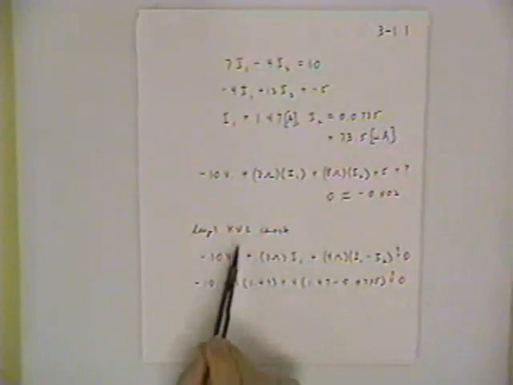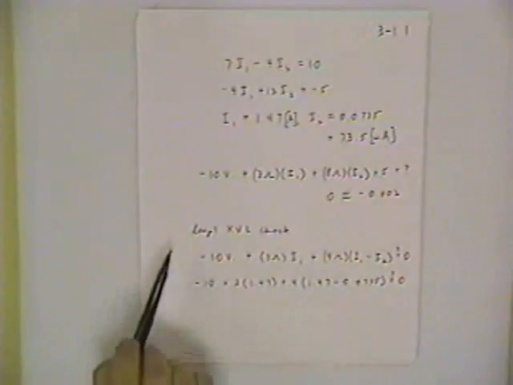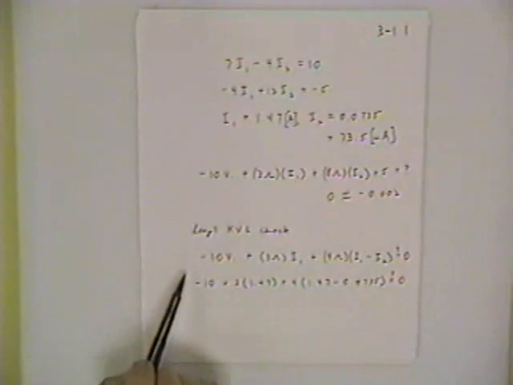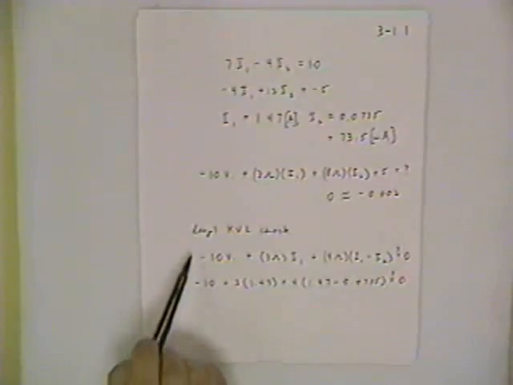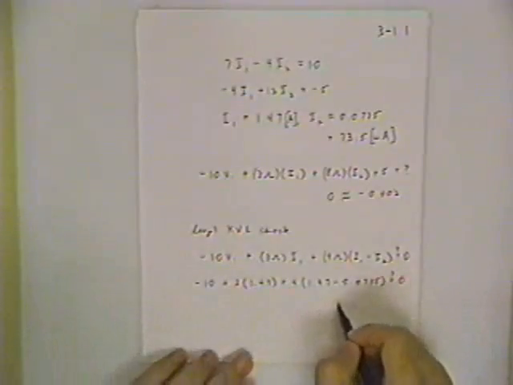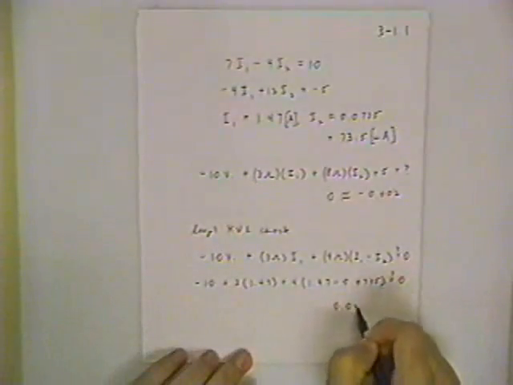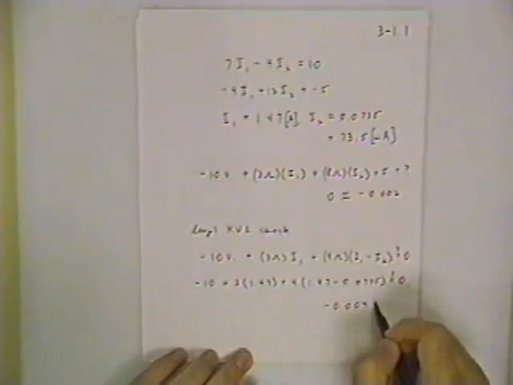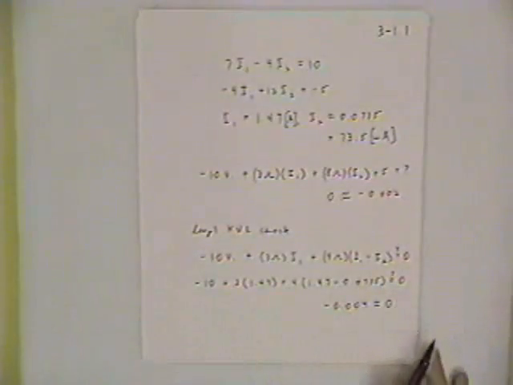The point about this checking is twofold. I wanted to encourage you that when you finish calculating an answer, make sure that you have some way of checking whether that's correct or not. And the result that we have just gotten is negative 0.004. Once again, that's pretty close to 0. So that's the KVL check.